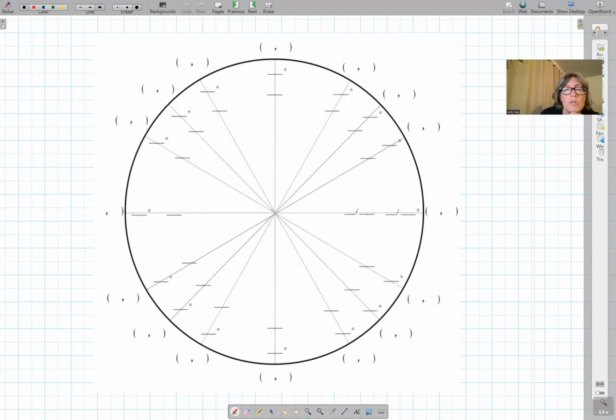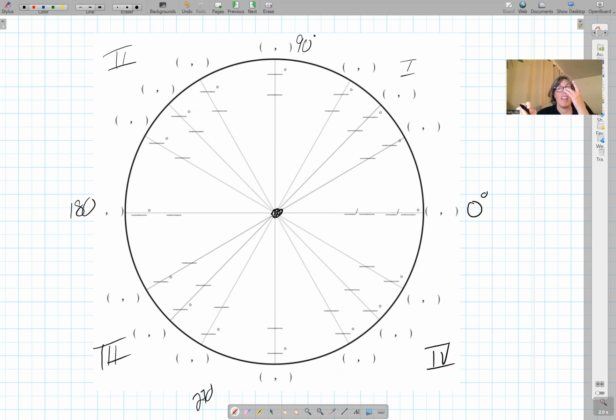The unit circle starts here, and this would be 0 degrees, and it goes around counterclockwise. This would be 90, this would be 180, and then 270 again. And quadrant 1, quadrant 2, quadrant 3, quadrant 4.